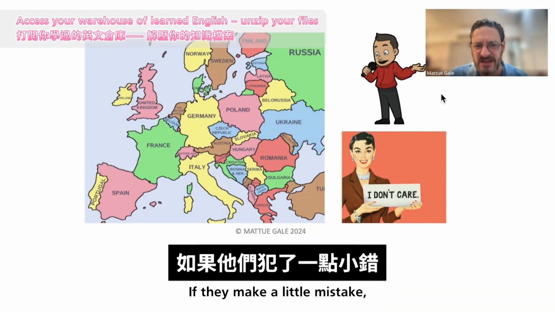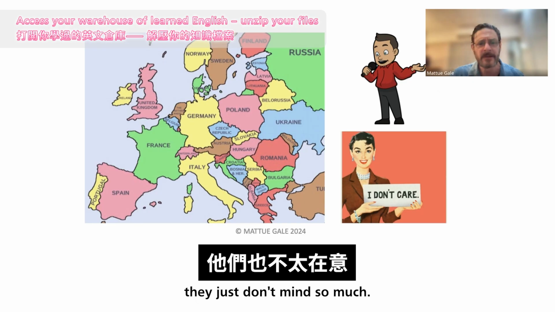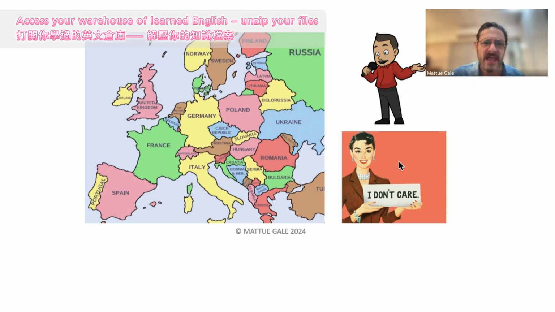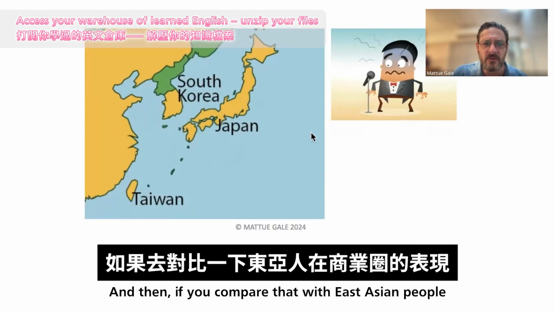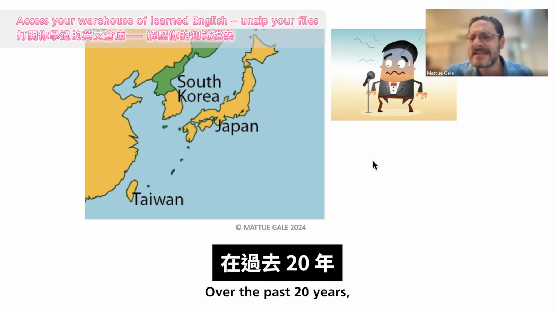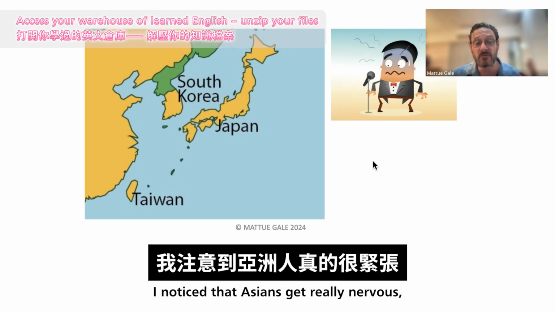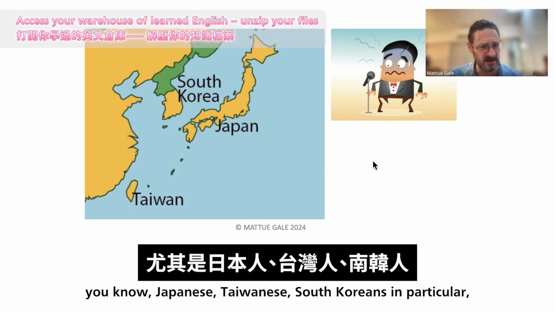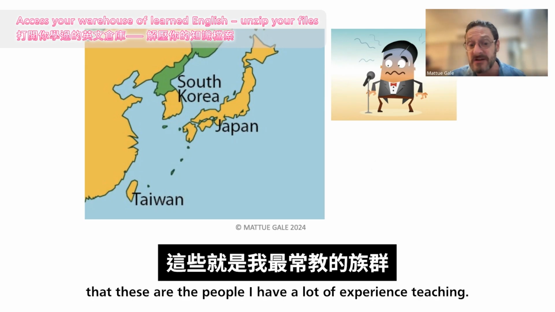If they make a little mistake, they just don't mind so much, you know, European people, right? And then if you compare that with East Asian people in the business world, it's amazing. Over the past 20 years, I noticed that Asians get really nervous. You know, Japanese, Taiwanese, South Koreans in particular, these are the people I have a lot of experience teaching.